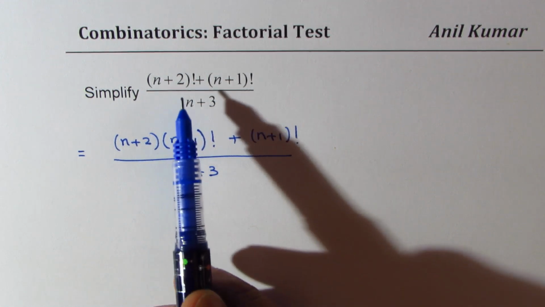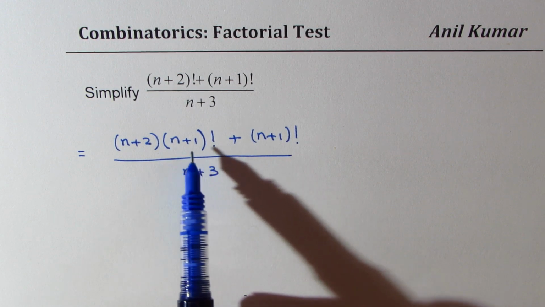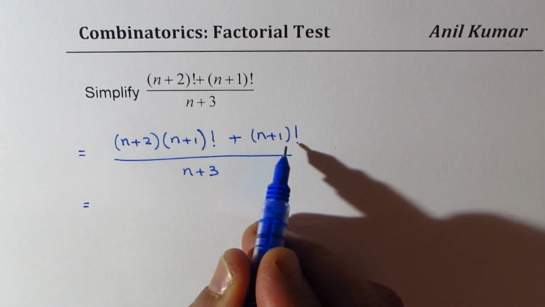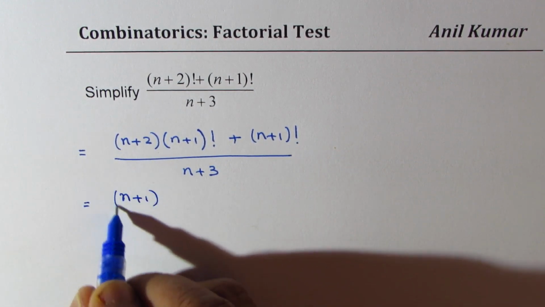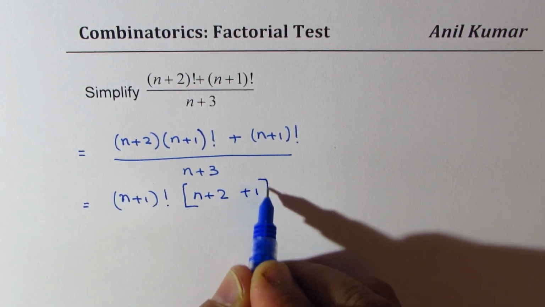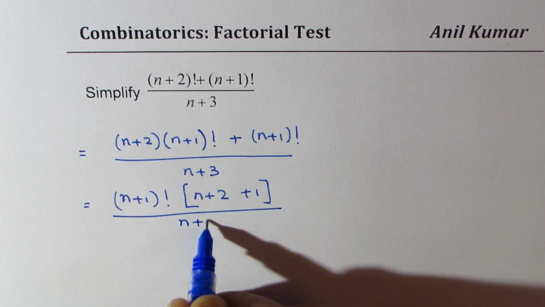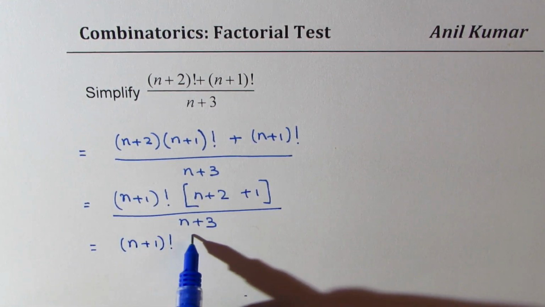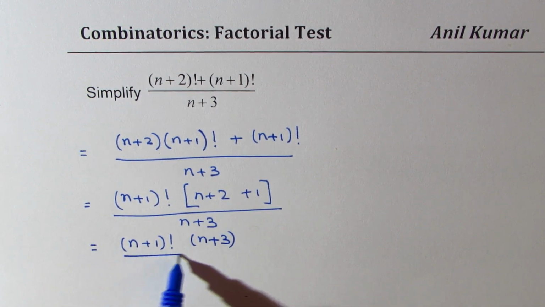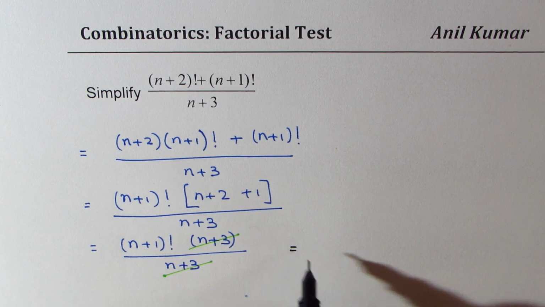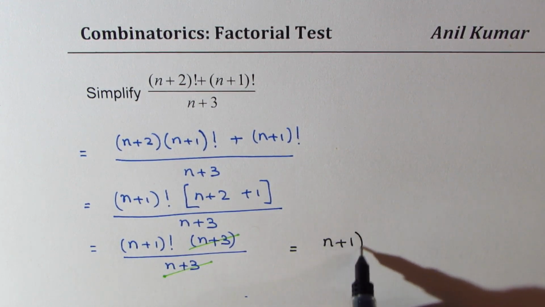So I hope this step is absolutely clear. Whenever you have to rewrite factorials, try to see something common. Once you get it, then you just stop and do common factoring. So now n plus 1 factorial is common. We could write this as n plus 1 factorial, which is common. We are left with n plus 2 and then plus 1, divided by n plus 3. Now that is n plus 3. So we have n plus 1 factorial times n plus 3 divided by n plus 3. Now n plus 3 and n plus 3 cancel. And therefore, what we get here is n plus 1 factorial, correct?